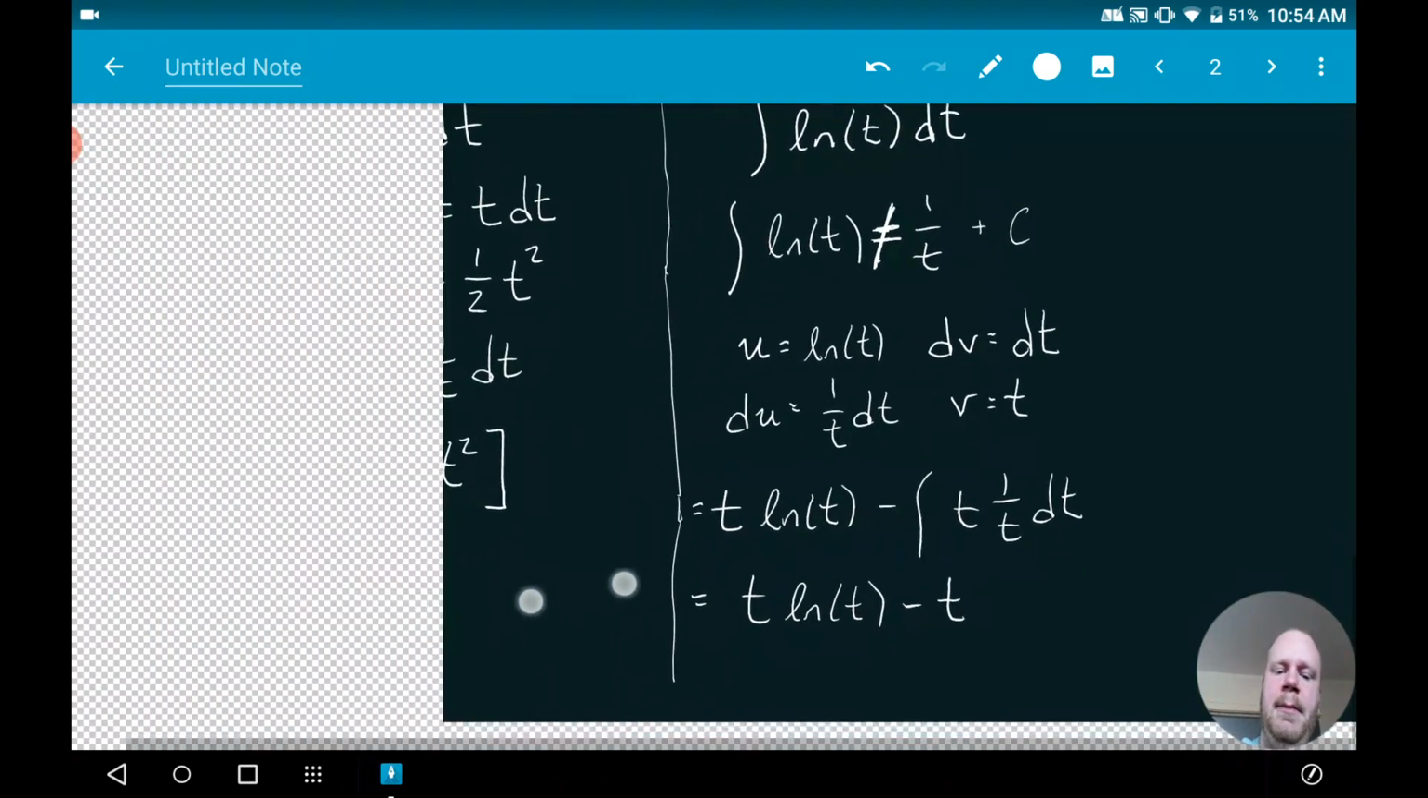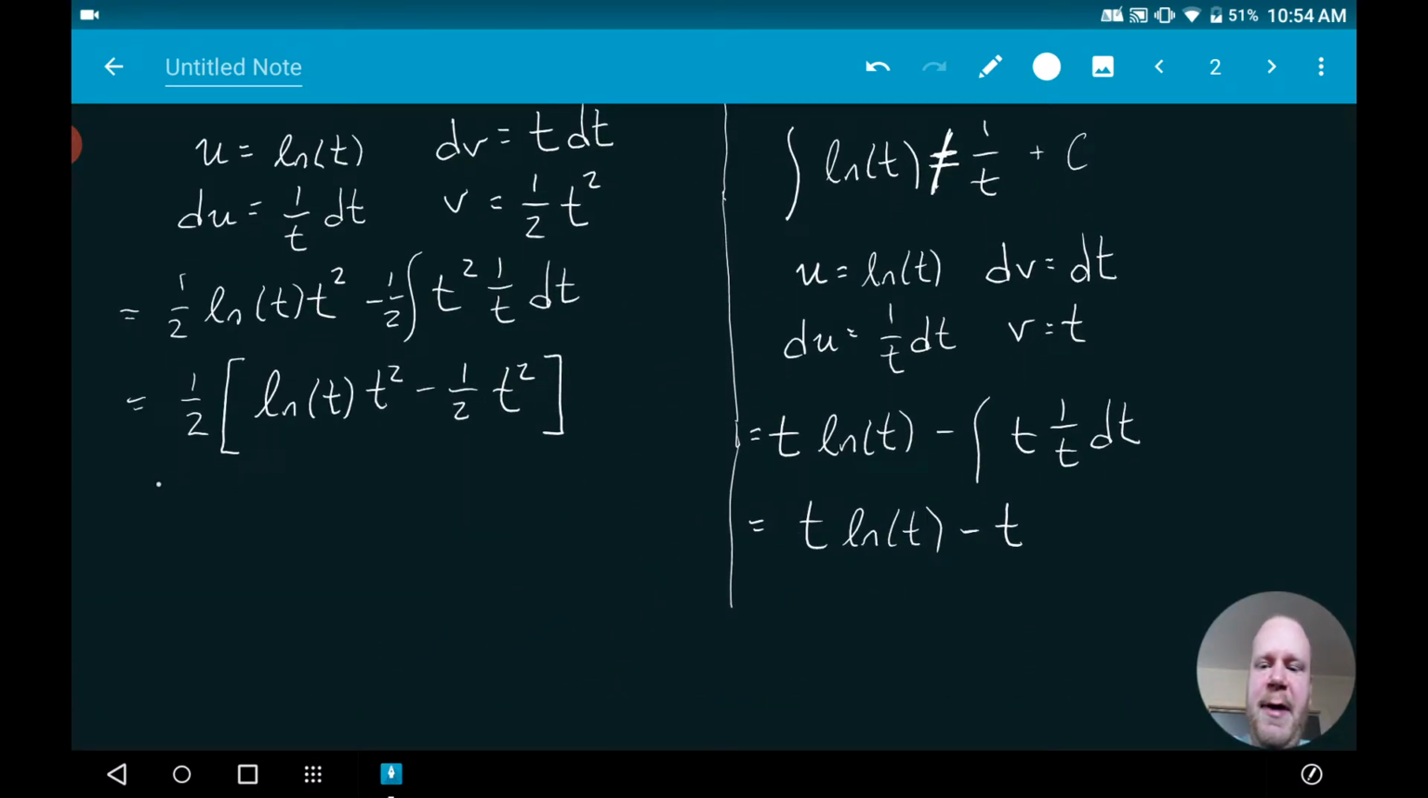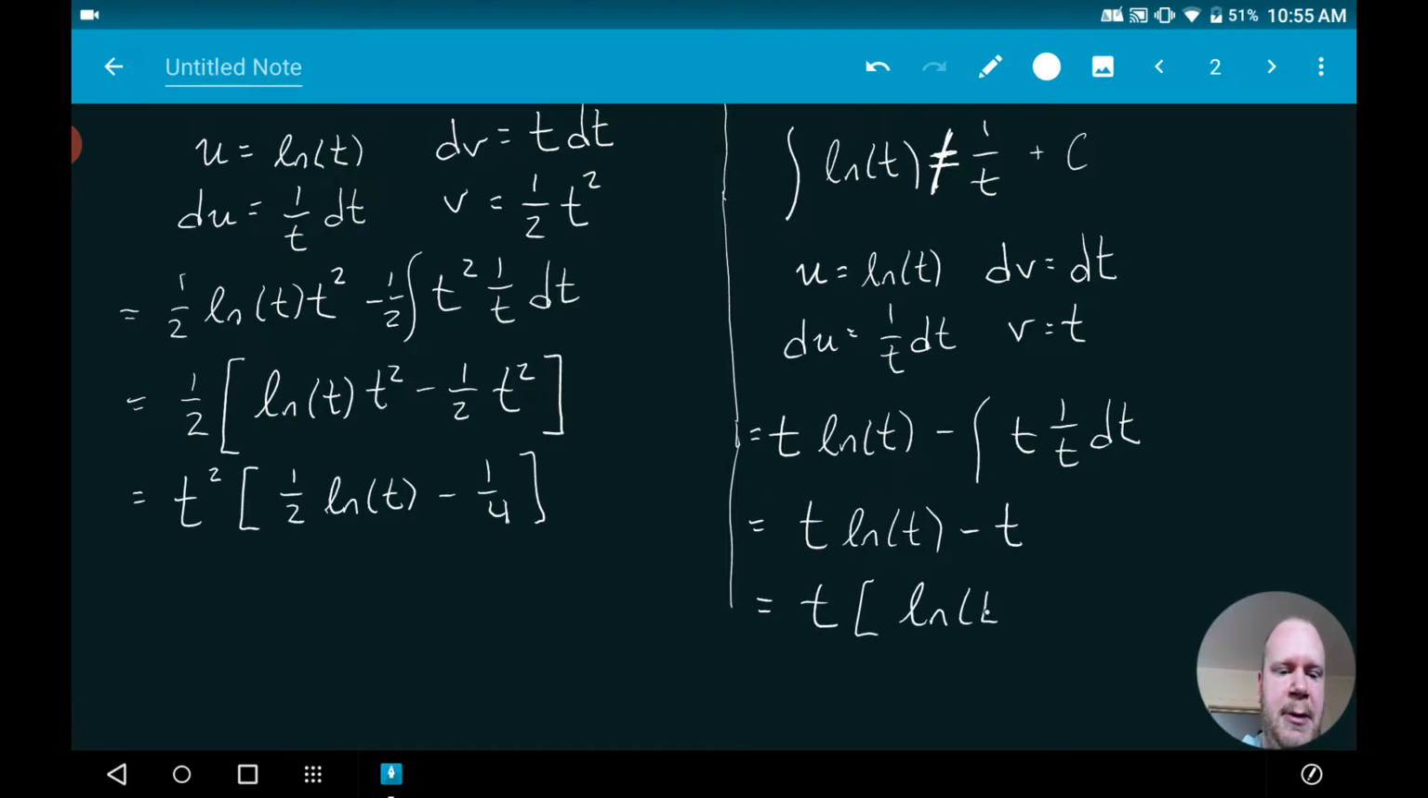We could simplify this even further, I think I'll do that before I plug it back into the equation. So this is 1/2 t squared, or rather, I'll say t squared. Yeah, I'll take that. And this one I'm going to call t times natural log of t minus 1.